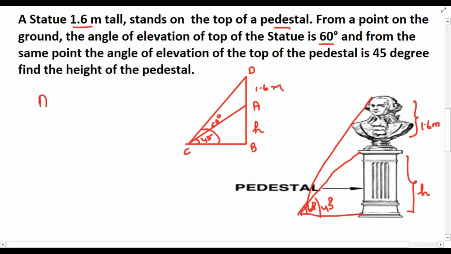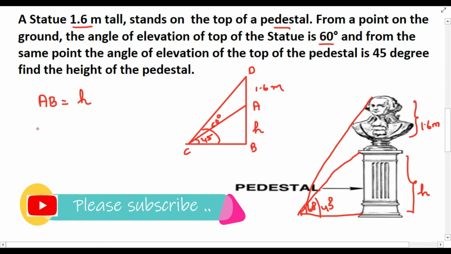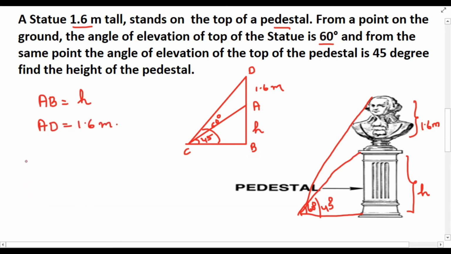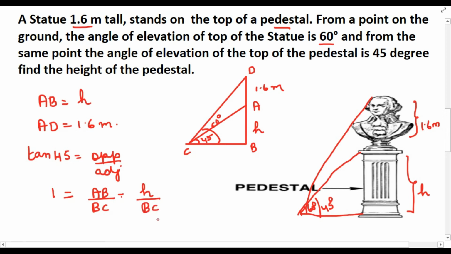So let AB be the height of the pedestal, that we will take as h, and the height of the statue is AD. It is 1.6 meter. Now we will use tan 45. Tan formula is opposite side by adjacent side. Tan 45 is 1. Opposite side is AB by adjacent side, that is BC, and AB is nothing but h. So cross multiply this, BC is equal to h.